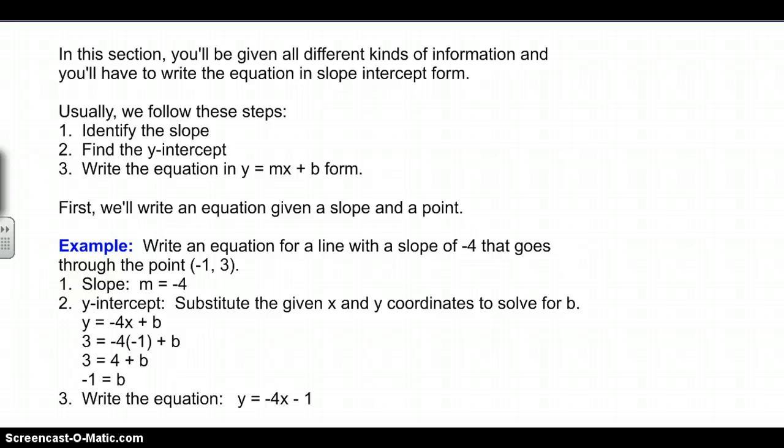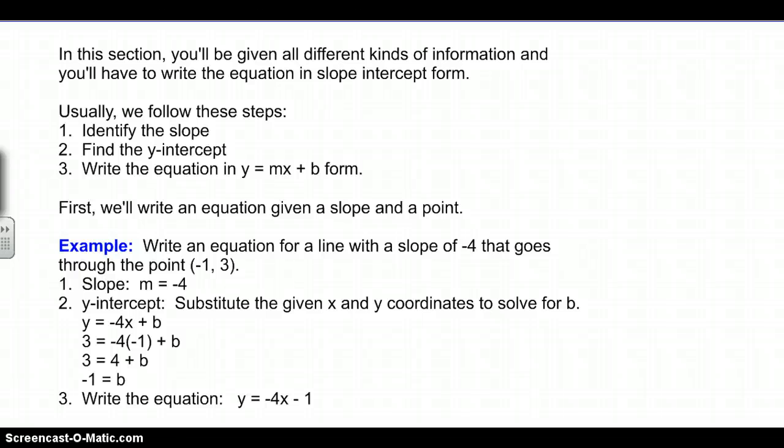Now in the first case, we're going to write an equation given a slope and a point. So in this example, it says write an equation for a line with a slope of -4 that goes through the point -1, 3. In step 1, we see that the slope is -4. That was given. Just write it down. In step 2, you have to calculate the y-intercept. To calculate the y-intercept, you're going to substitute the given x and y coordinates to solve for b.